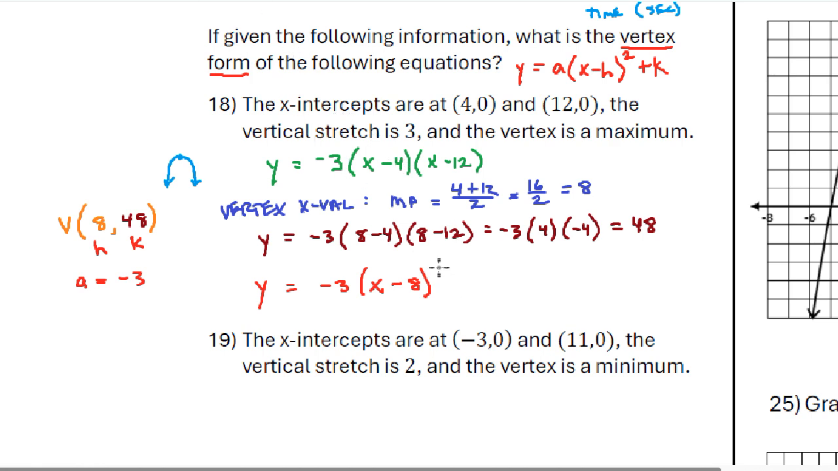Let's make that a little clearer. Plus 48. And there is our vertex form if the x-intercepts are at 4 and 12 and the vertical stretch is 3, and we know the parabola opens down because the vertex is at a maximum. So there we go. Let's go ahead and stop the video and we'll do another video for number 19.